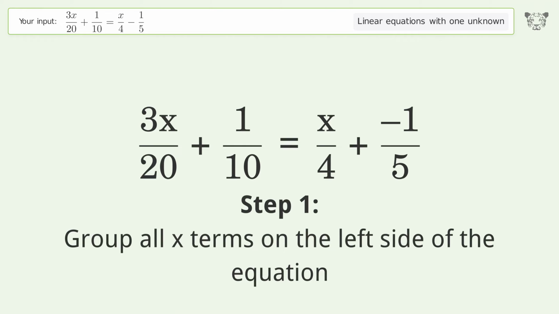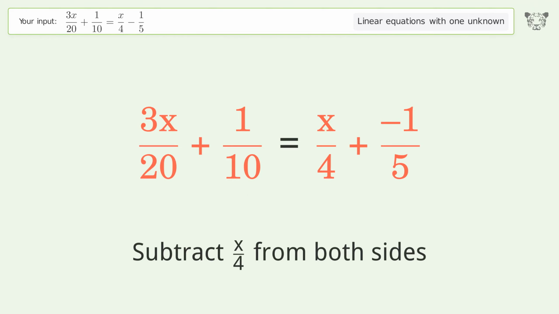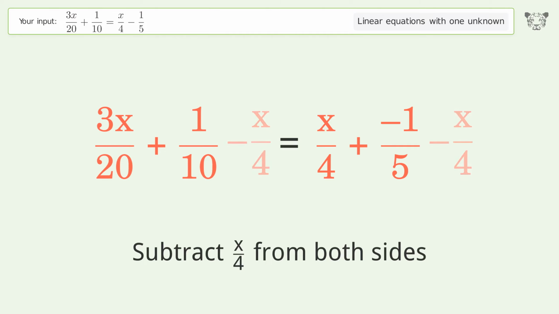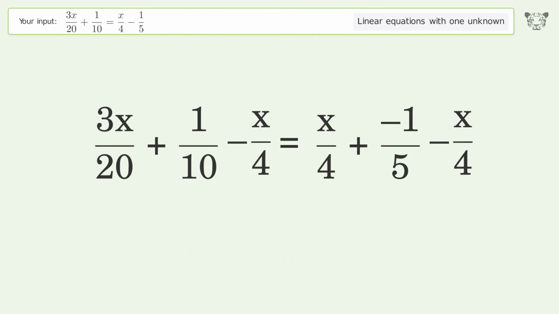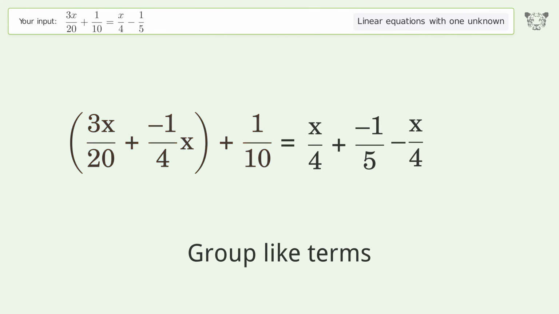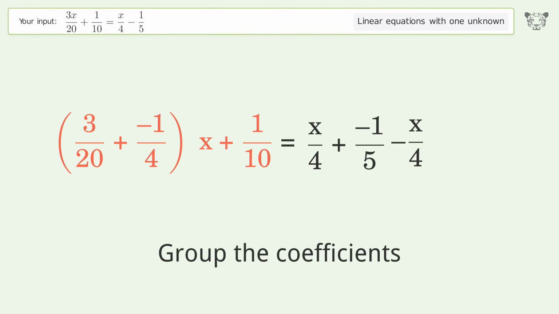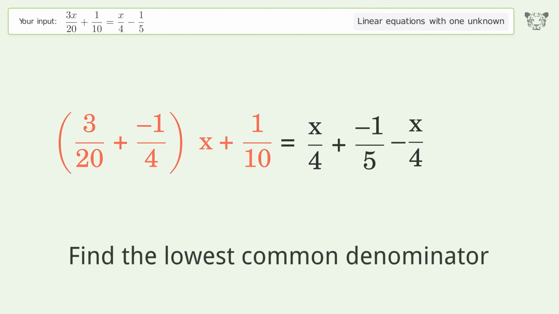Group all x terms on the left side of the equation. Subtract 10 over 4 from both sides. Group like terms. Group the coefficients. Find the lowest common denominator.